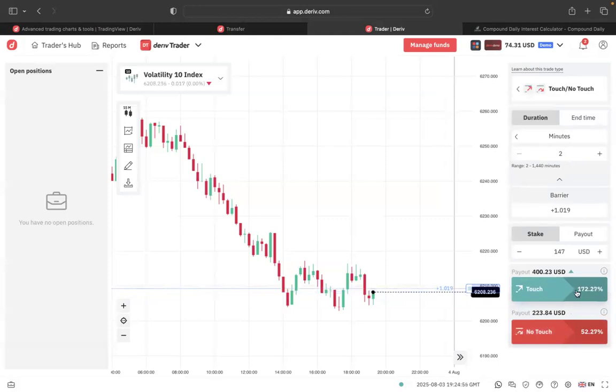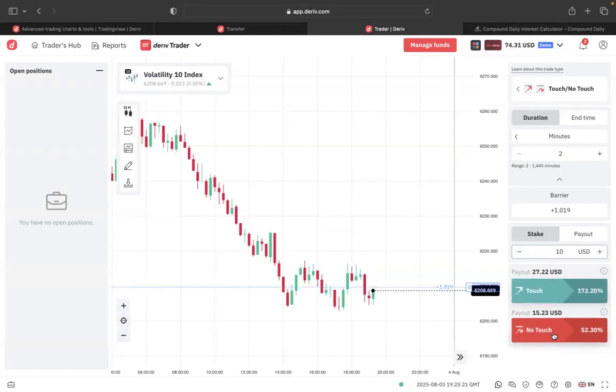For touch, return is 172%. So if I'm using, let's say I'm using $10 as my stake, here you can still choose how much you want. This is my demo balance, $74. I can choose how much I want to trade with. All right, so let's say I'm choosing $10 to trade with. All right, and the return is going to be 172%. So if I purchase this touch and I win, my payout is going to be $27, right?